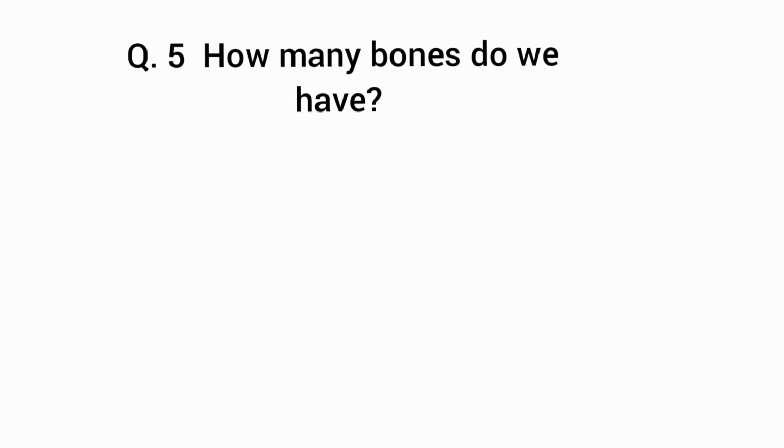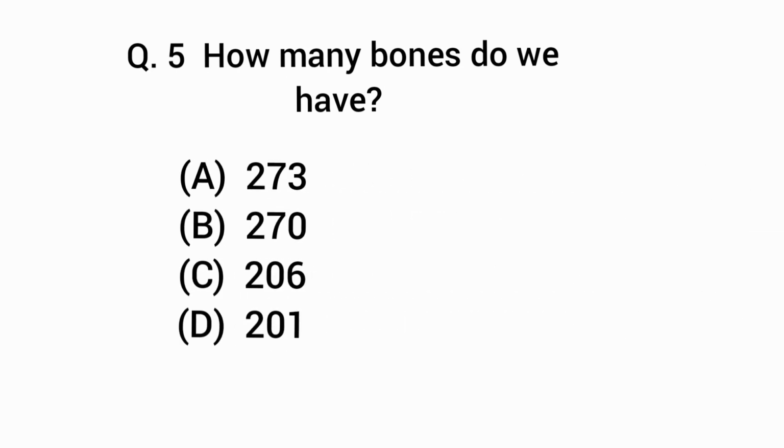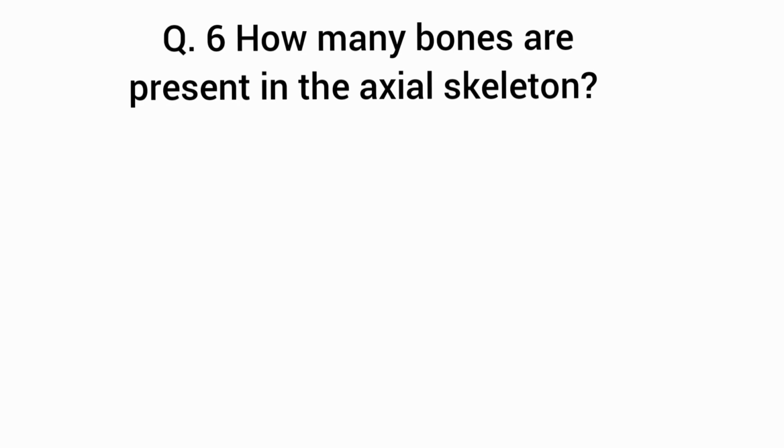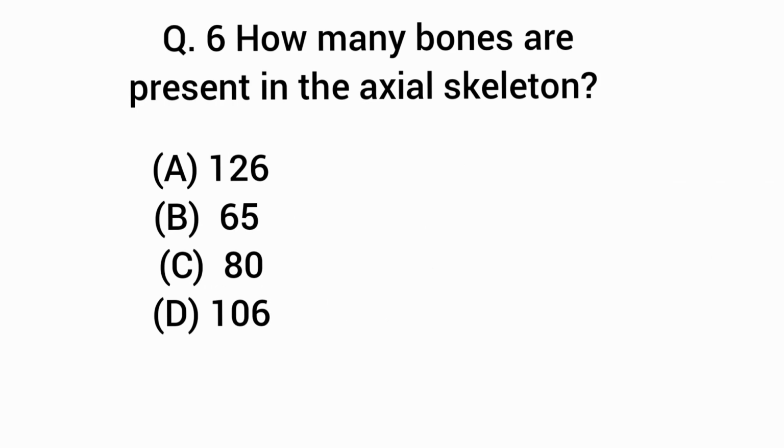Question number 5. How many bones do we have? Option A. 273. B. 270. C. 206. D. 201. And answer is C. 206. Question number 6. How many bones are present in the axial skeleton? A. 126. B. 65. C. 80. D. 106. And answer is C.